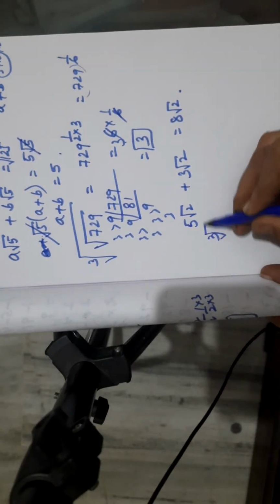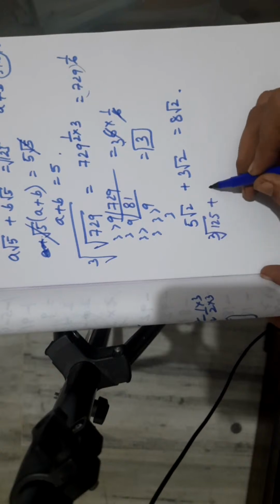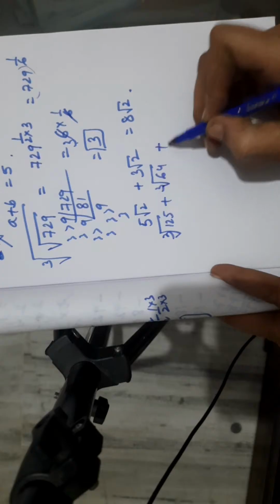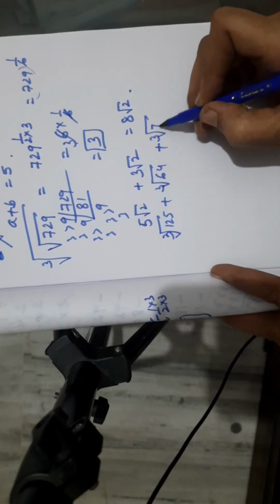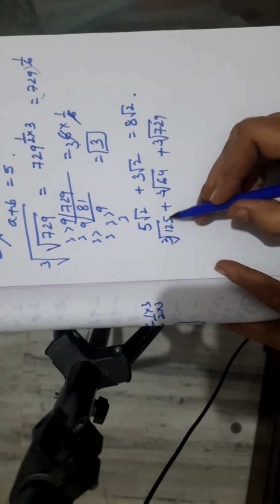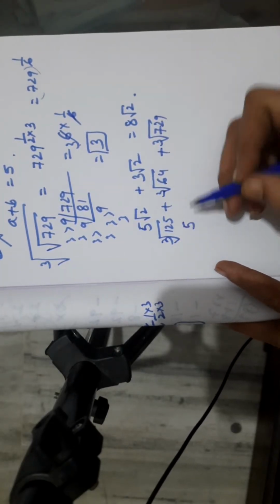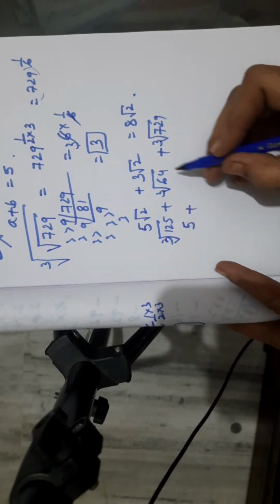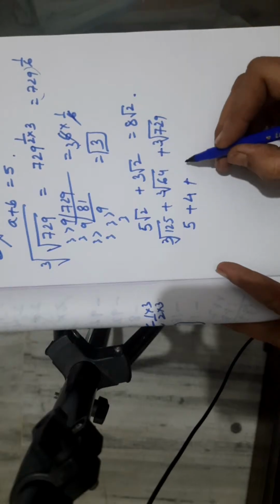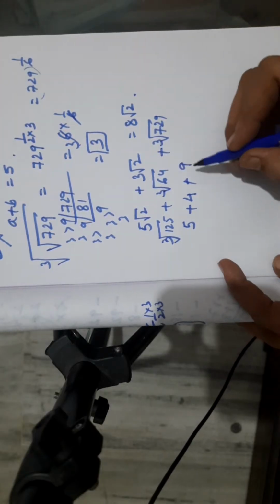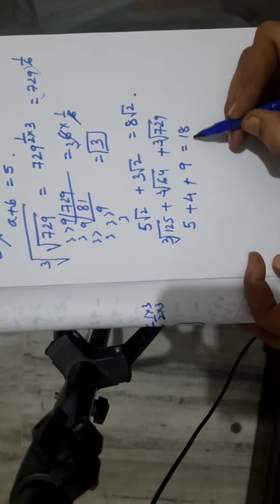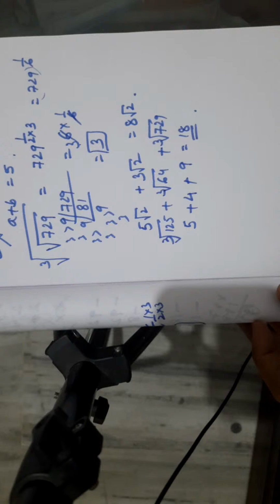Cube root of 125 plus cube root of 64 plus cube root of 729. So the cube root of 125 is 5, because 5 cube is 125. 64 is 4 cube. 729 is 9 cube, so you can replace this by 9. Now adding all the numbers, 5 plus 4 is 9, 9 plus 9, 18. So the correct answer is 18.